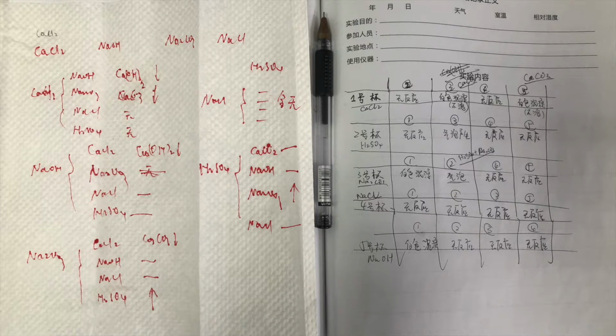And as I previously stated, solution number 4 has no reaction with all of the other 4 solutions, which means it could only be sodium chloride. And now we are only left with calcium chloride, which is solution number 1. So that's the whole experiment. Thank you for watching.